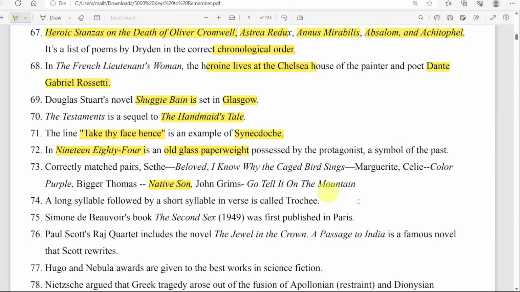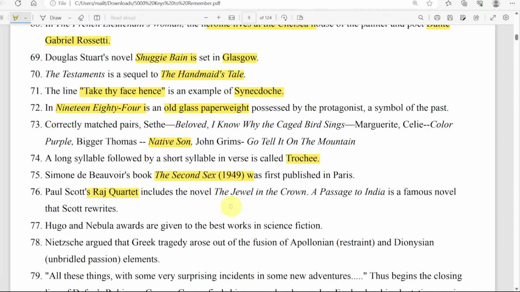A long syllable. Remember the code we had? A long syllable followed by a short one is called trochee, and the opposite of it is what? Iamb, right? And Simone de Beauvoir's book The Second Sex was first published in Paris in 1949. And Paul Scott's Raj Quartet includes the novel The Jewel in the Crown. A Passage to India is a famous novel that Scott rewrites. So remember that. Again, it is the rewritten form of A Passage to India.